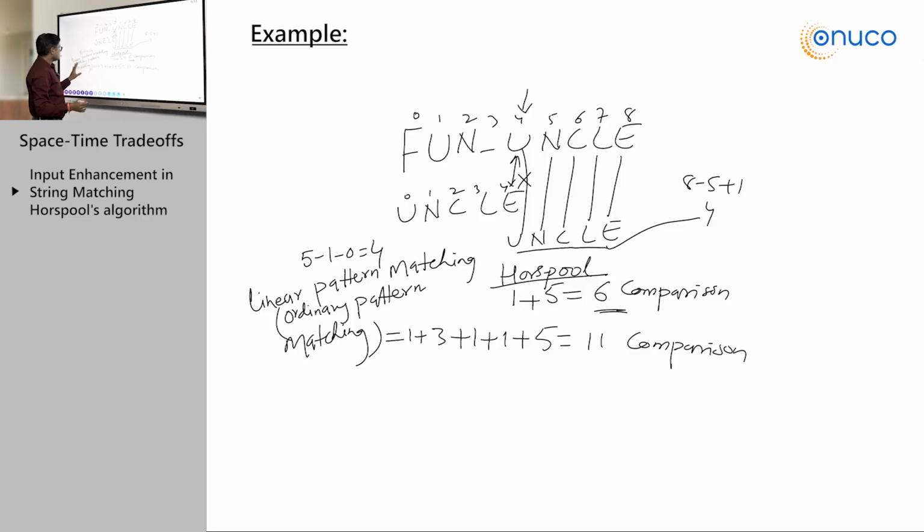Right? So linear pattern matching, sequential pattern matching on a simple text and pattern takes 11 comparisons to perform the task, while Horspool completes with just 6 comparisons. Right? So that is the beauty of the Horspool algorithm. It performs the task efficiently and effectively compared to linear pattern matching.